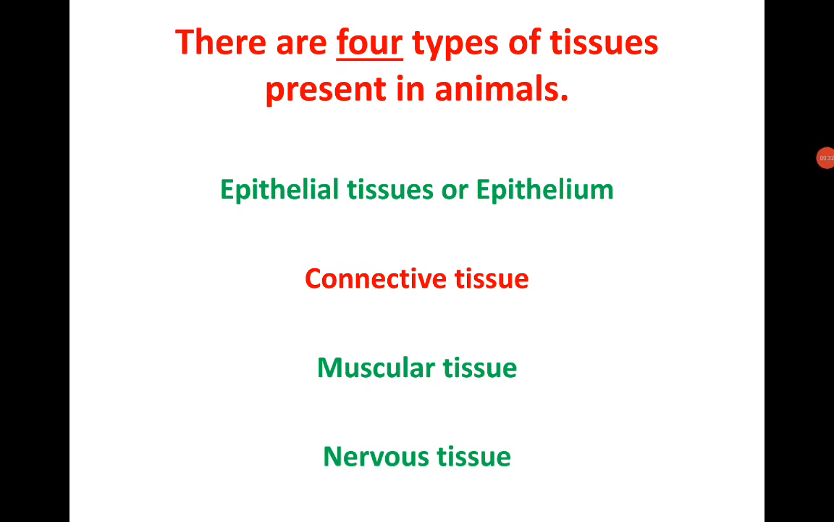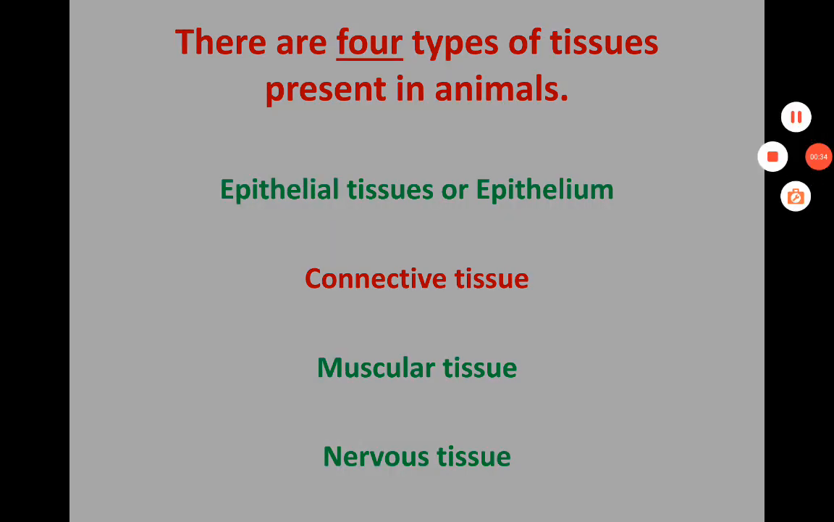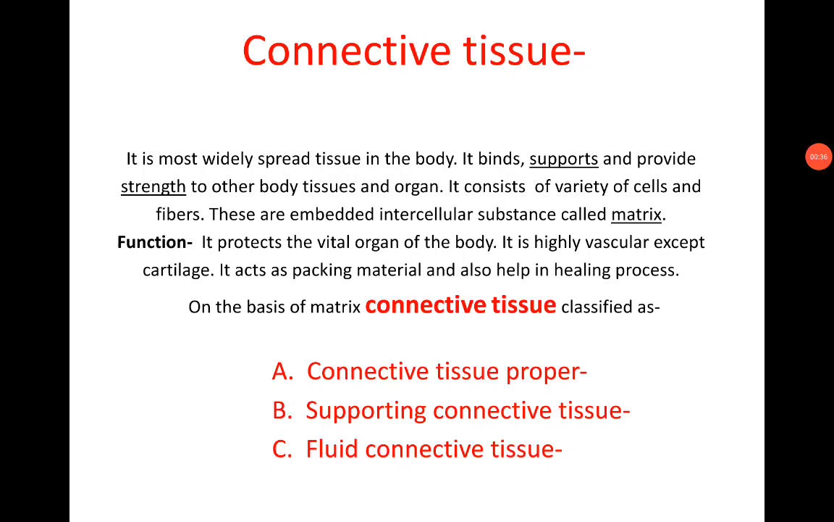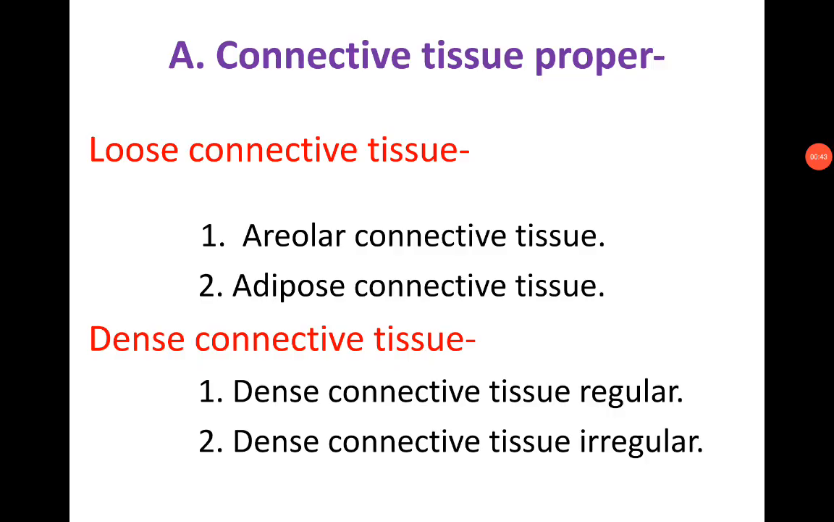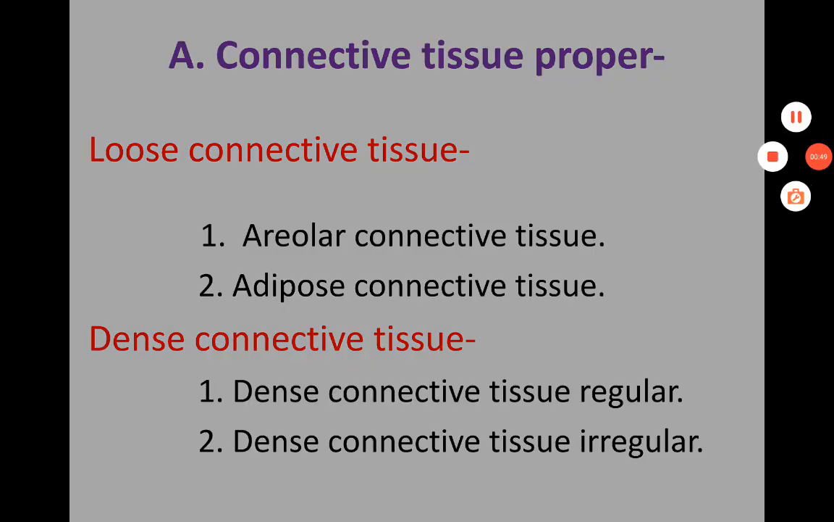The second type of tissue is connective tissue. There are 3 types of connective tissue: connective tissue proper, supporting connective tissue, and fluid connective tissue. Connective tissue proper has 2 types, loose connective tissue and dense connective tissue, and their subtopics are completed.